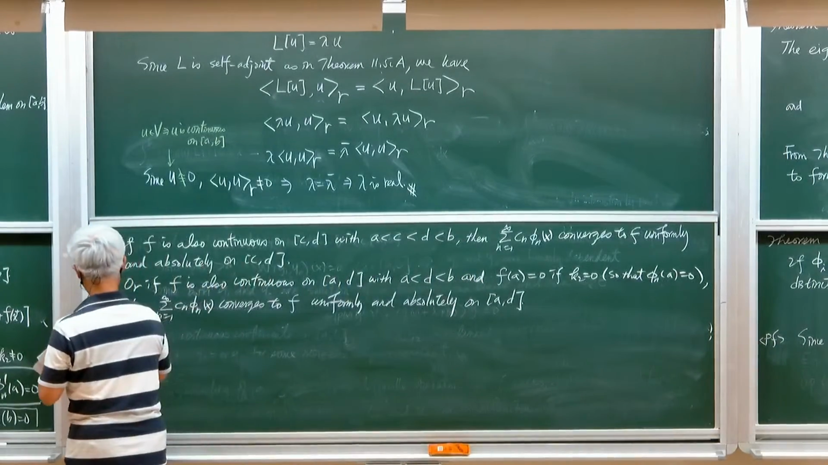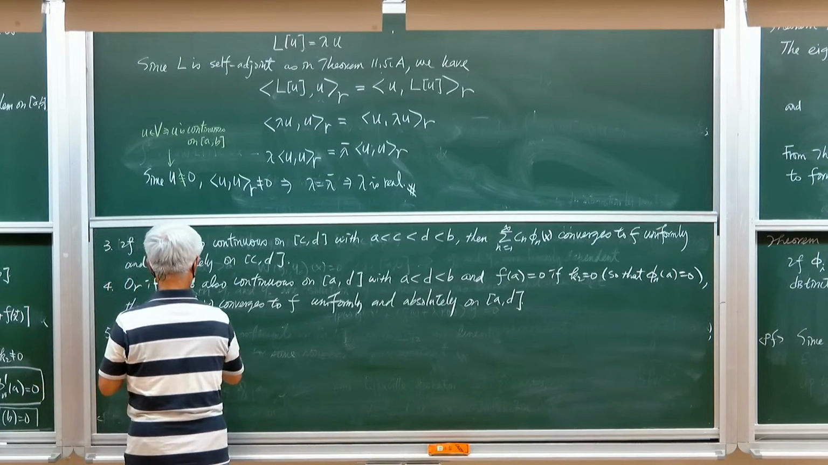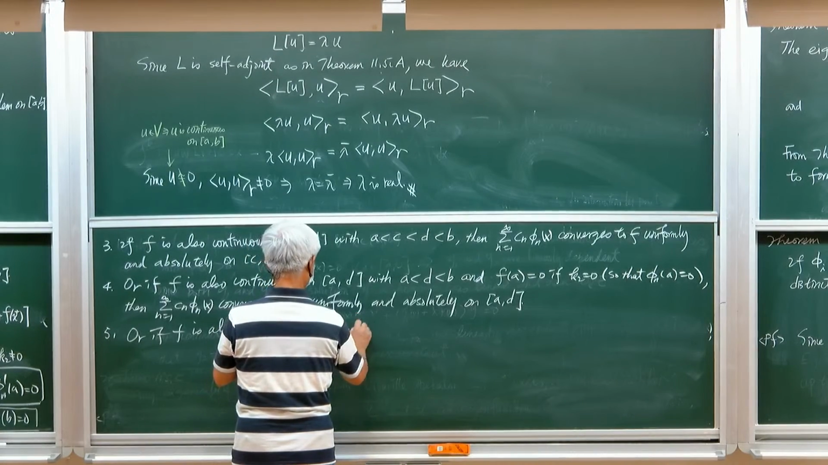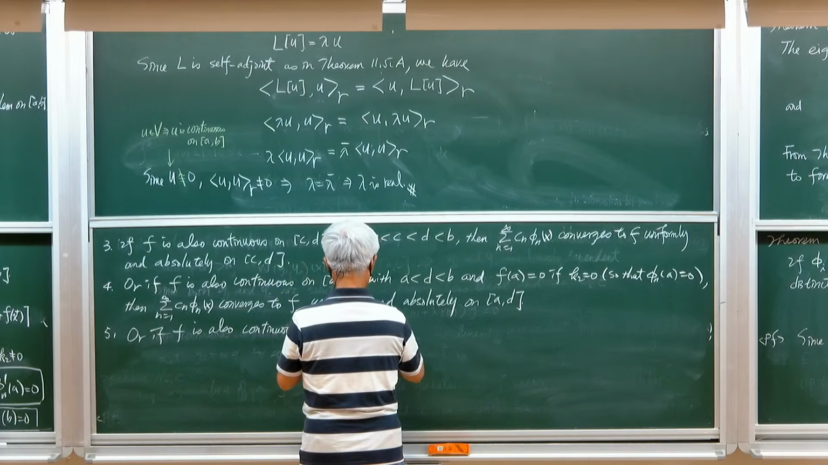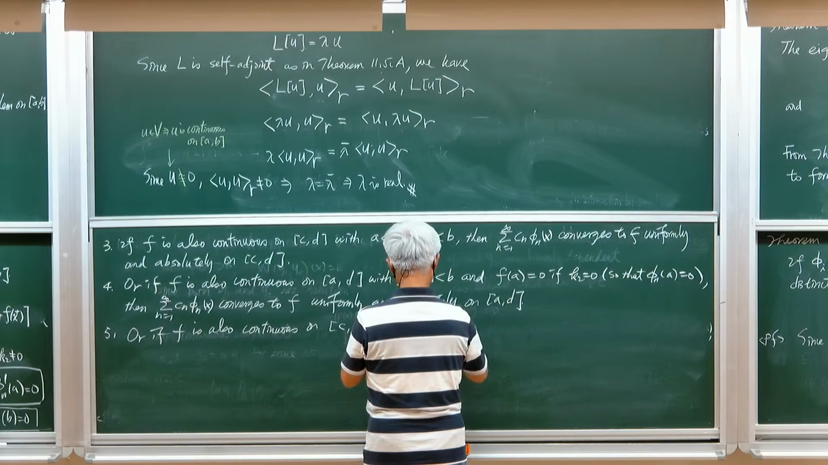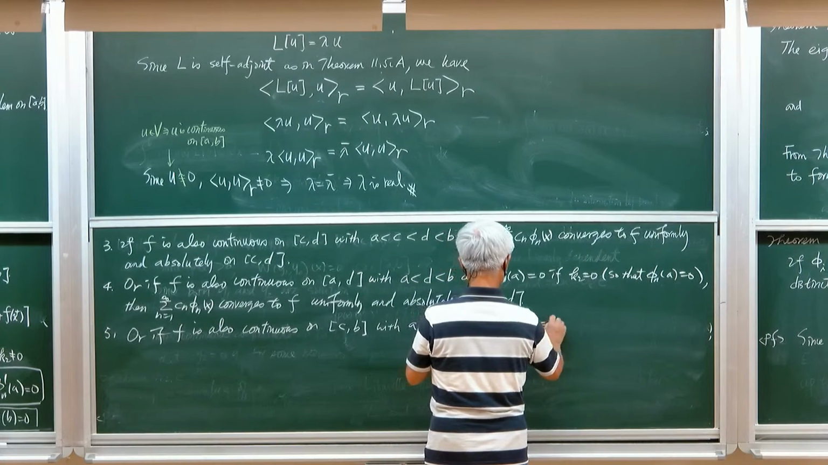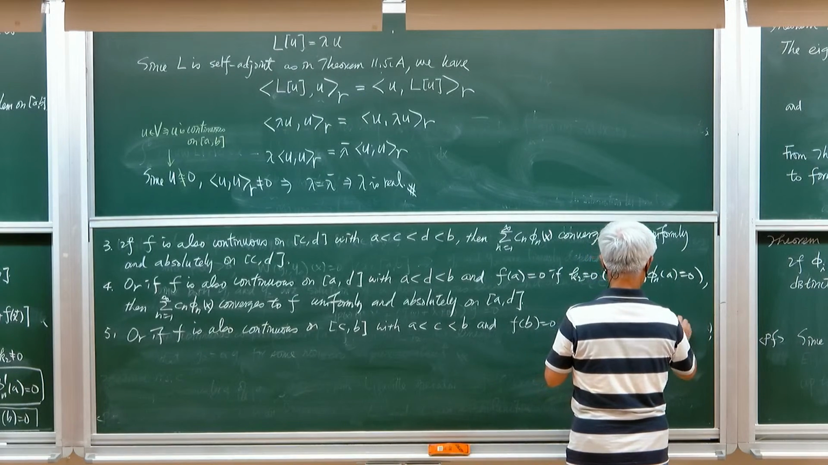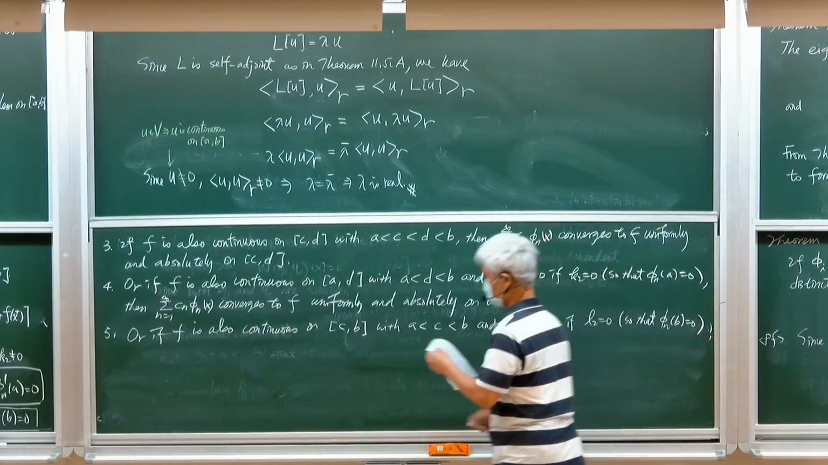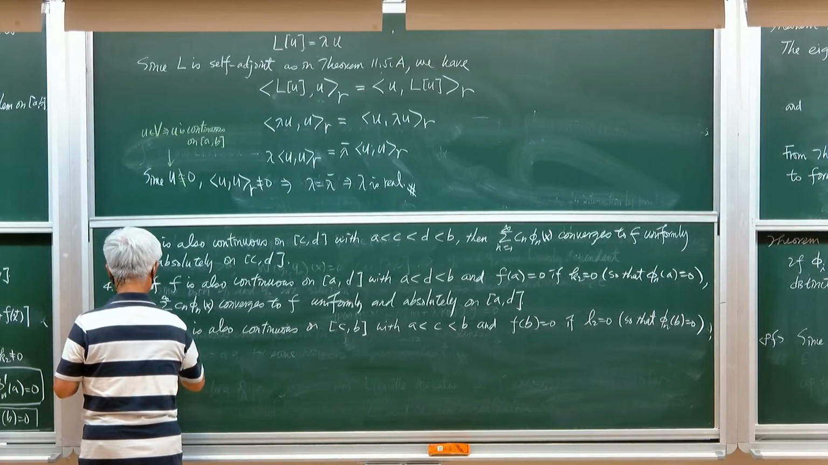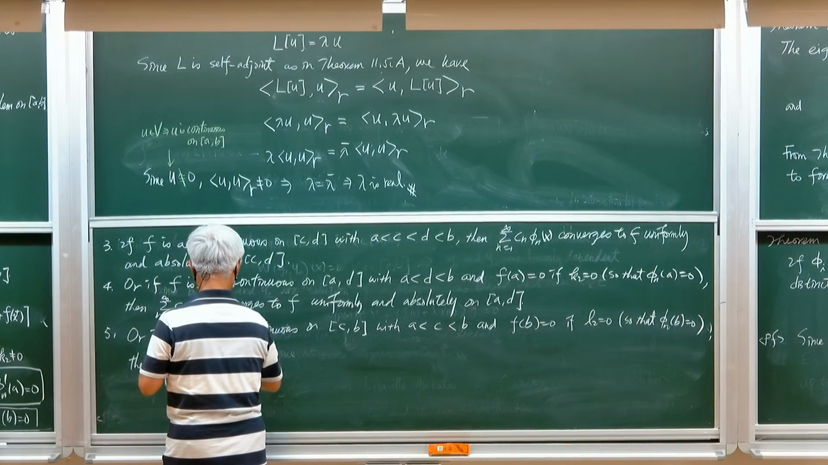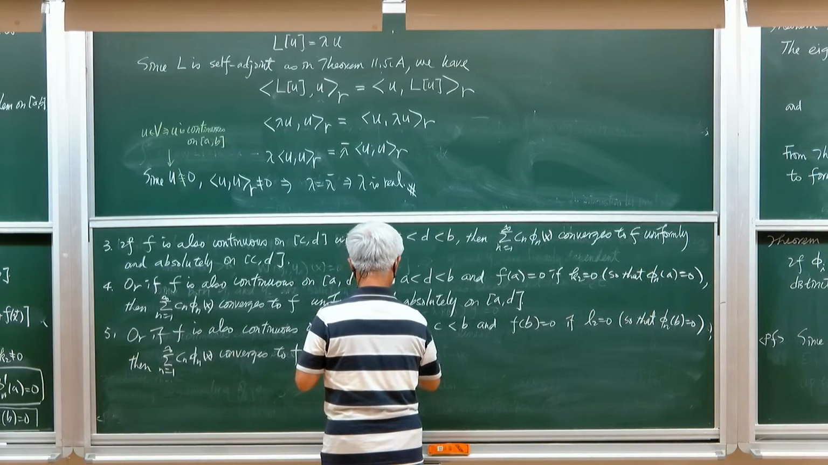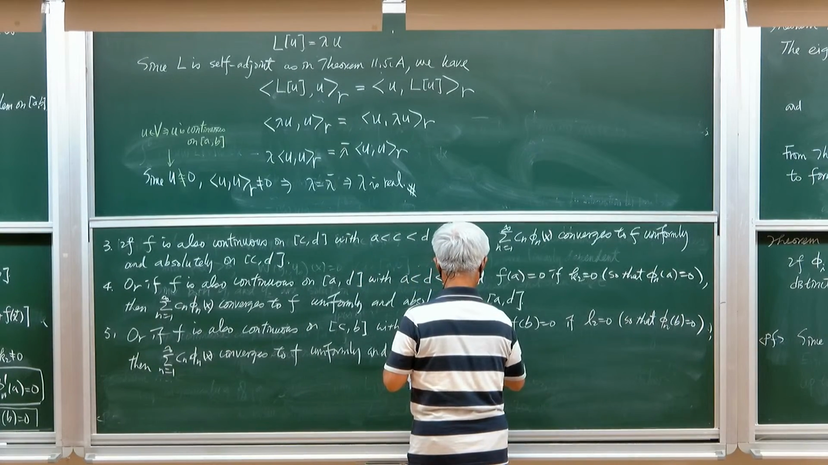The last one: if f is also continuous on [c, b] with a less than c less than b, and f of b is equal to 0 if L2 is 0, so that phi n of b is 0, then in this case the generalized Fourier series converges to f uniformly and absolutely on [c, b].